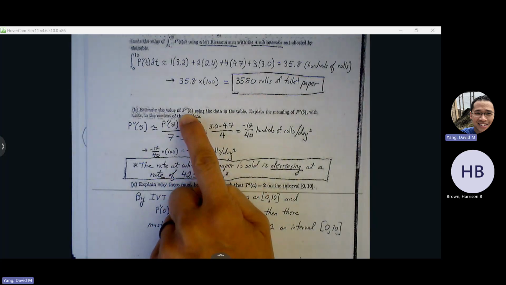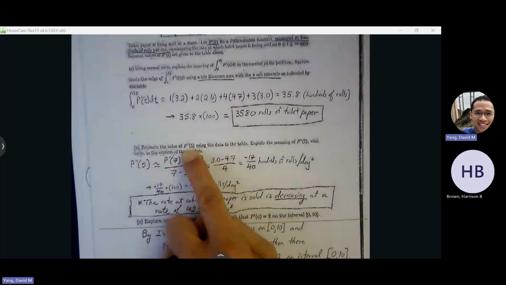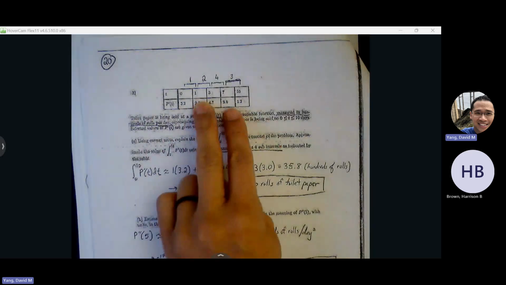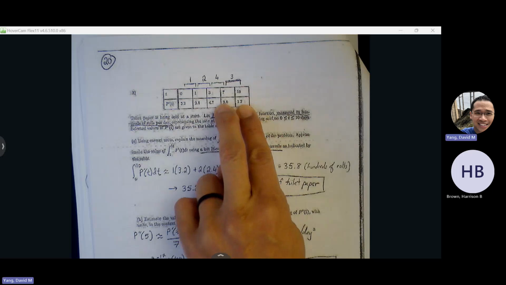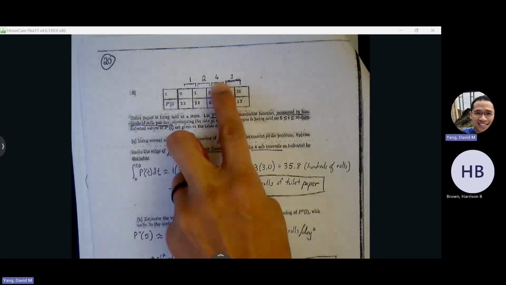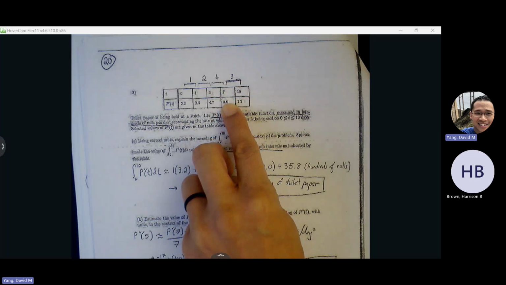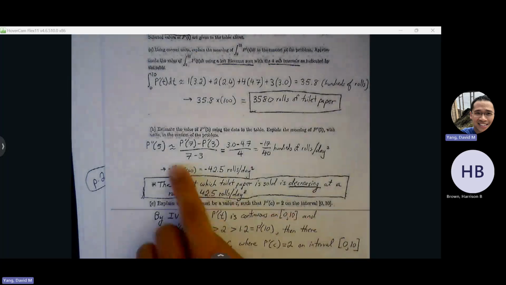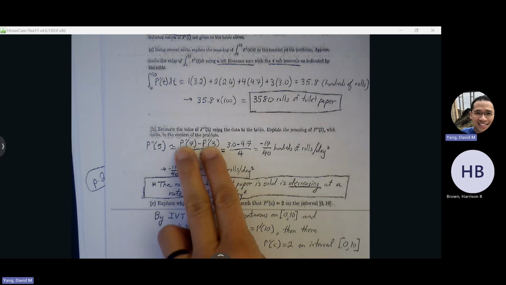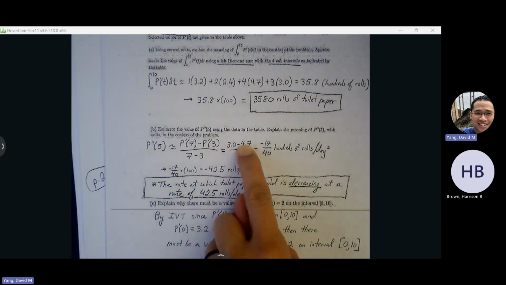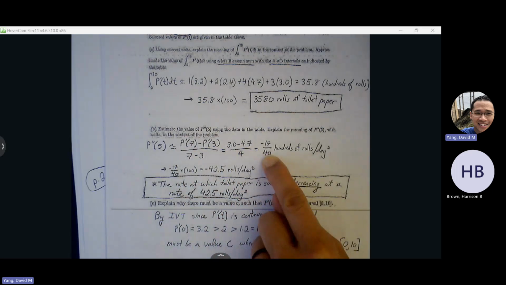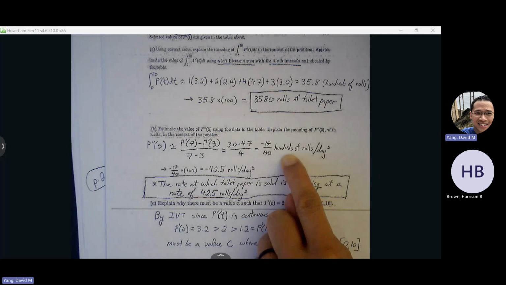Okay, to estimate p double prime of 5. Well, p double prime of 5 is basically involving the slope of p prime. So we can just find 2 points that are close to 5, and then just find the slope, because the rate of change of p prime will give us information about p double prime. So I just found the y values at these points here. So 3.0 minus 4.7 over 4. That gives me -14 over 40.